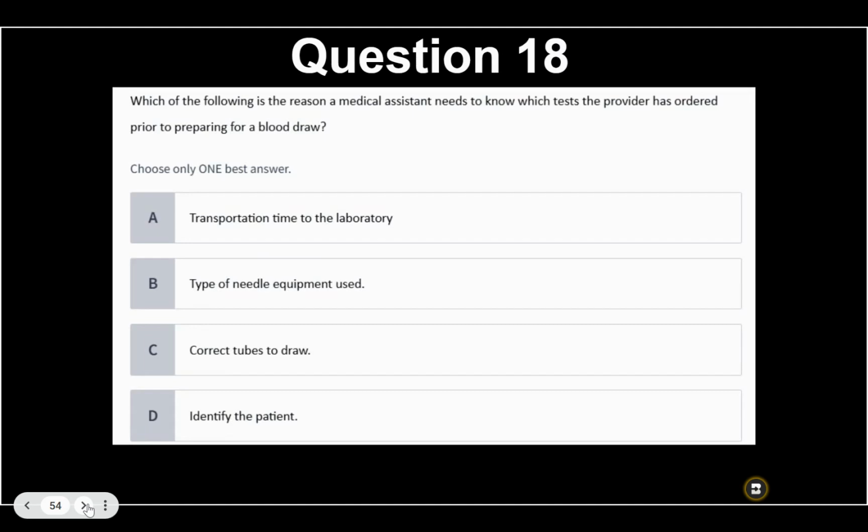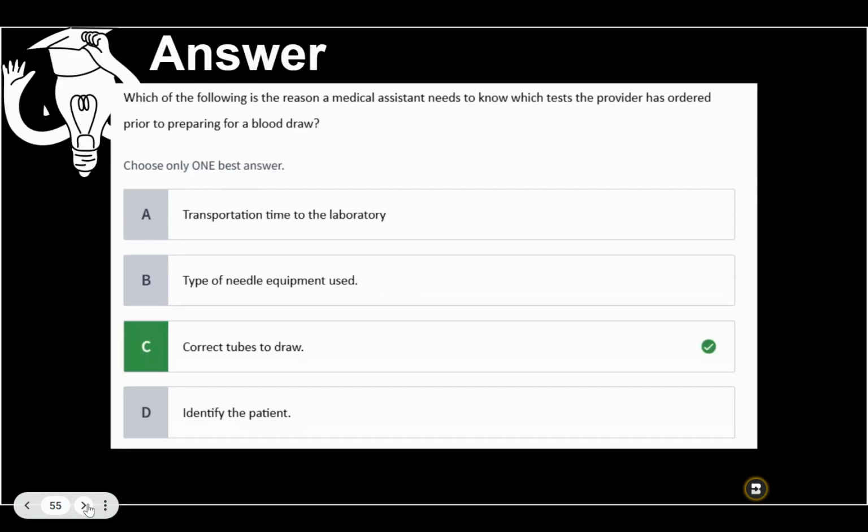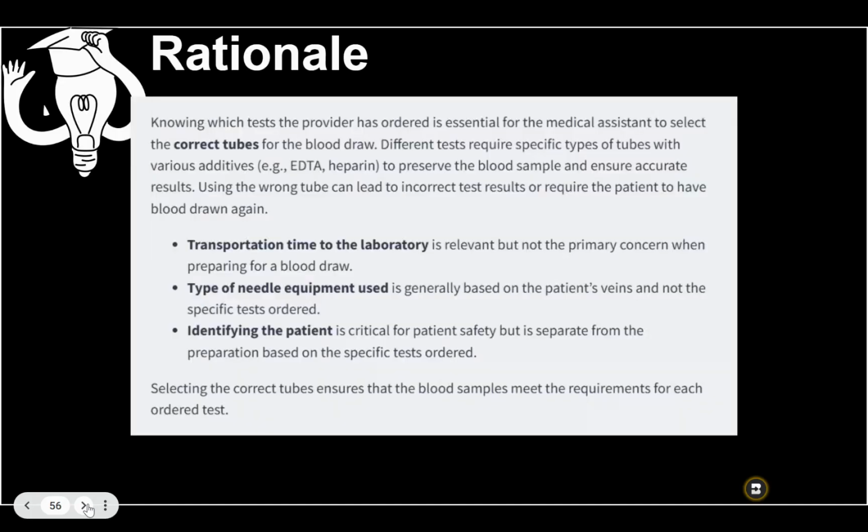Question number 18. Which of the following is the reason a medical assistant needs to know which test the provider has ordered prior to preparing a blood draw? A, transportation time to the lab. B, type of needle equipment used. C, correct tubes to draw. Or D, to identify the patient. If you said C, the correct tubes to draw, then you are correct.